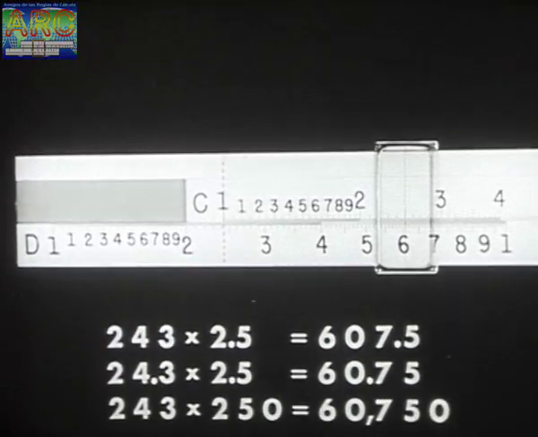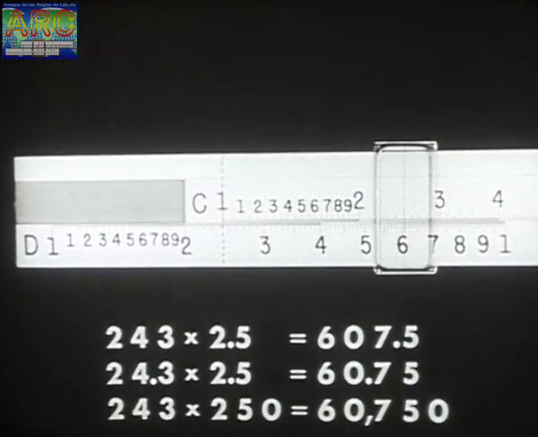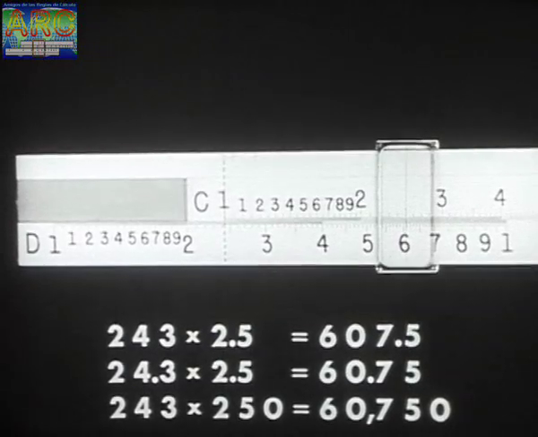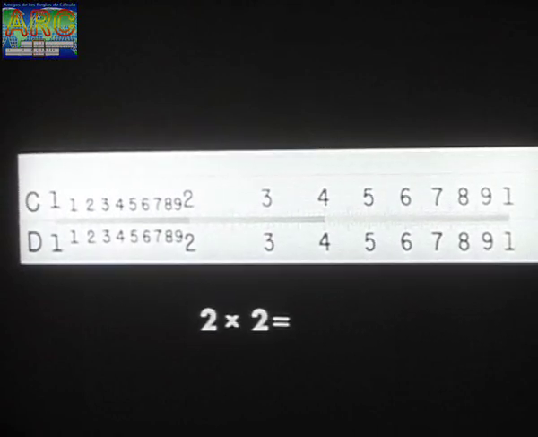Remember, the procedure and settings would be the same for these problems. To place the decimal point and the ciphers, we must approximate the answer mentally, but the procedure with the rule is always the same. We have found that the steps in multiplication always follow this sequence.